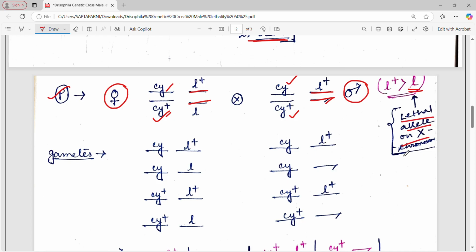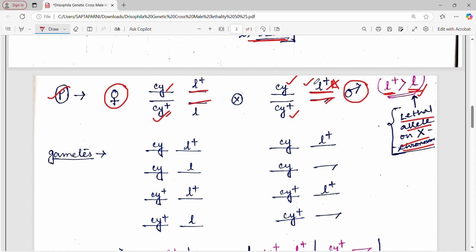Now where should we put this small l allele? Whenever small l allele is present, you have to remember that it is a recessive allele, which is recessive under L plus. When L plus is there, no death will occur, but when l is present in homozygous condition, then death can occur. So if we put l on father here, father will itself get dead. So we cannot put l here. So we must put L plus in the father's X chromosome.